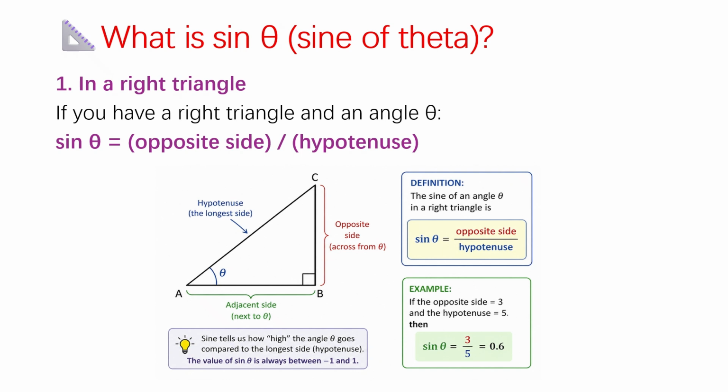The opposite side is the one directly across from the angle θ, and the hypotenuse is the longest side of the triangle. So, sine helps us understand how tall the triangle is relative to its longest side.